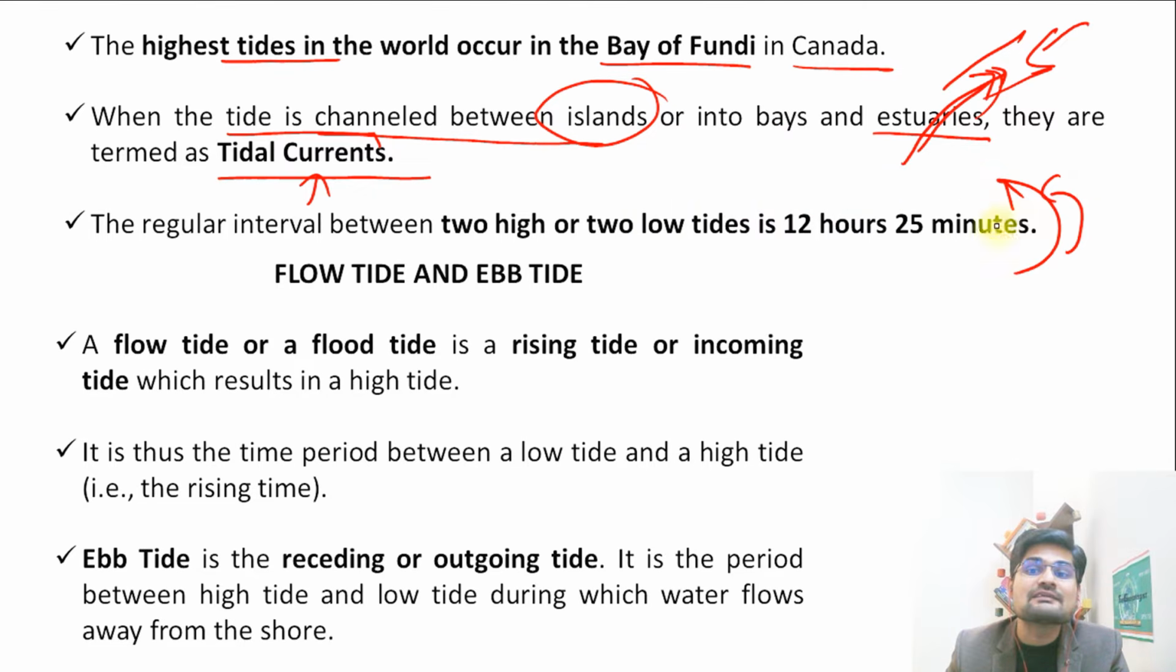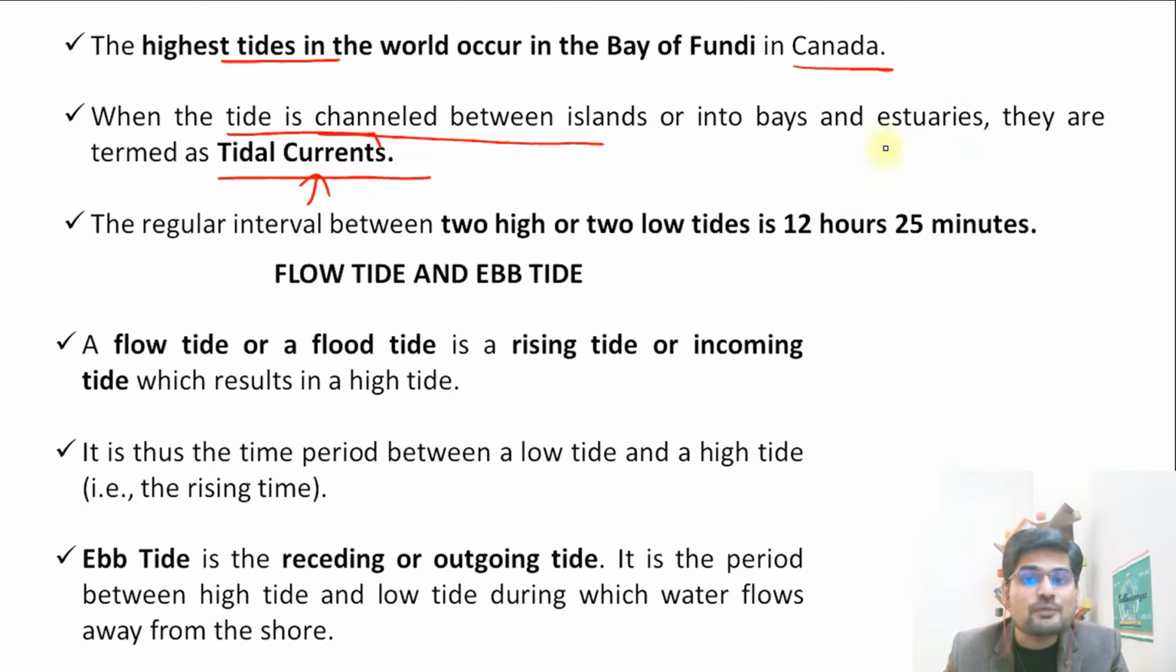Tidal currents are basically what? They are controlled by the topography, the physiography. That's where the islands, bays, and estuaries come into the picture. So that is the basic difference between tidal currents and ocean currents. That is a point to remember here.